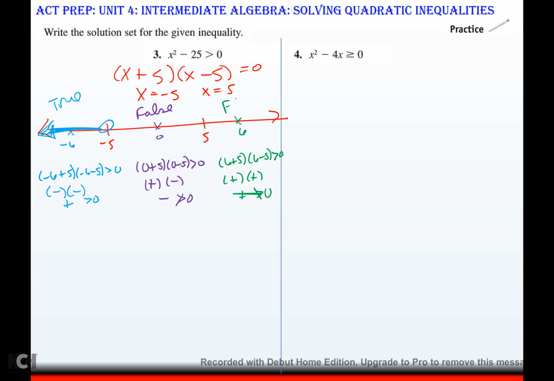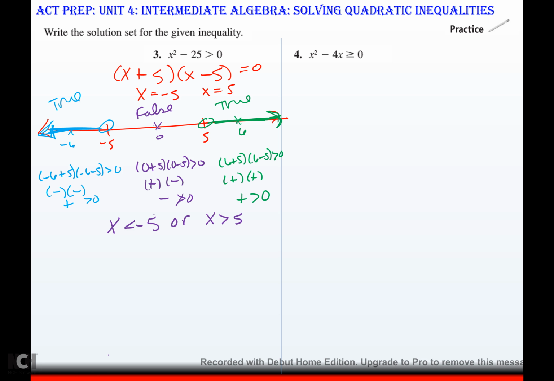which is always greater than 0, sorry, so that section is true. So open circle, and I can color there. Okay, so my solutions point outwards, which means to write my solution, I say that x is less than -5, or x is greater than 5.